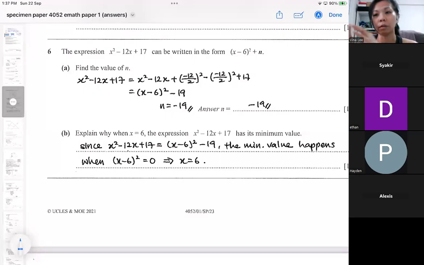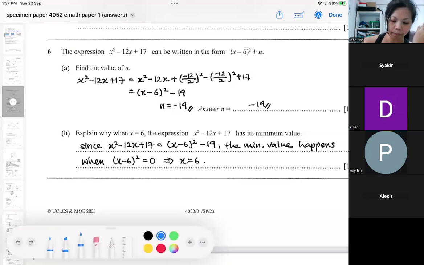Okay, so for question 6, most of you should be able to complete the square without careless mistakes. After completing the square, obviously we always use it for the turning point. That is one of the common things that we use. So I will sidetrack a little bit first.